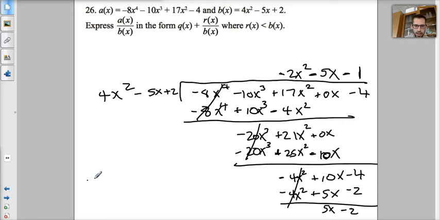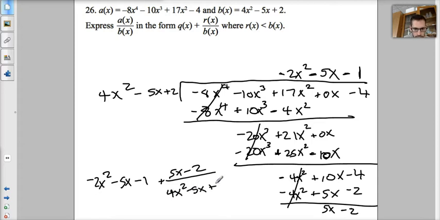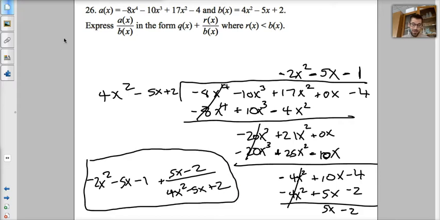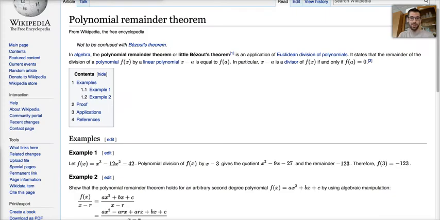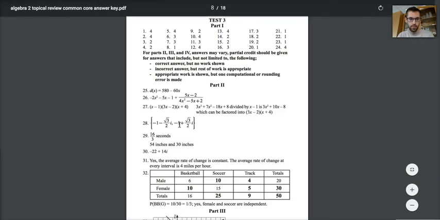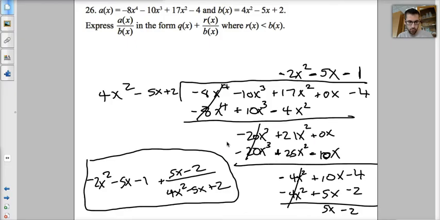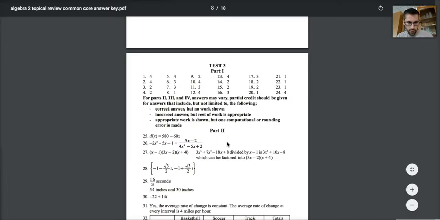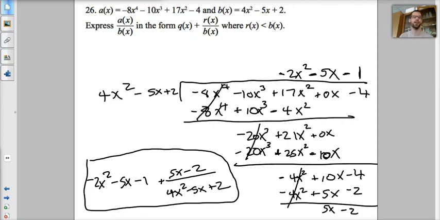So I get negative 2x squared minus 5x minus 1 plus 5x minus 2 over 4x squared minus 5x plus 2. And that should be my final answer. I'm now going to check that because I don't trust it at all. Let's see, I'm going to go to the answer key because I have one of those. Not there, but here. Negative 2x squared minus 5x plus 1 plus 5x minus 2 over, yes, I got it on the first try. Go me.